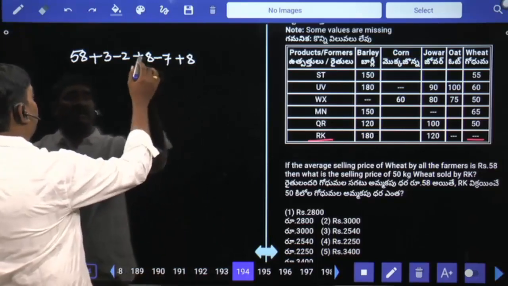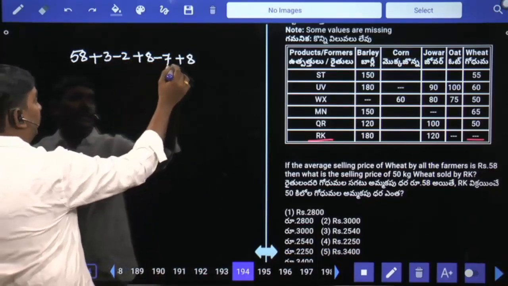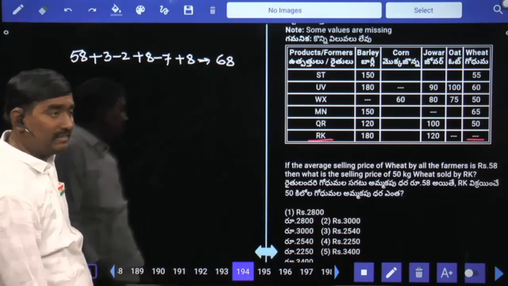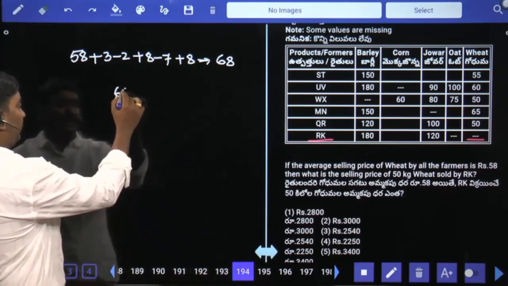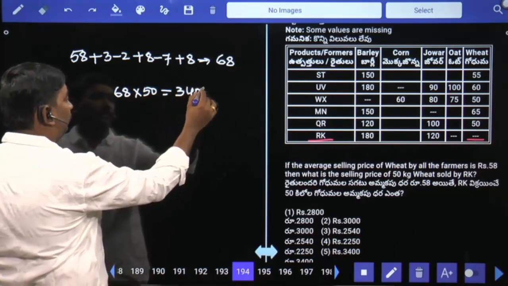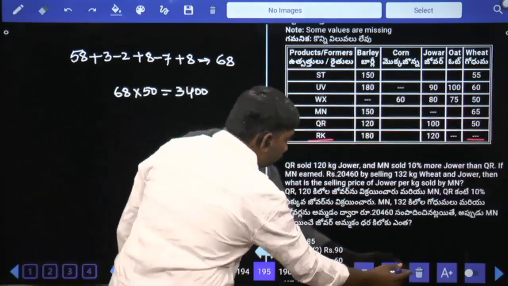8 plus 8, 16 plus 3, 19 minus 9, 10. So average price of Mr. RK is 68 rupees per kg wheat. Wheat per kg 68, then 50 kg means 3,400. Next.